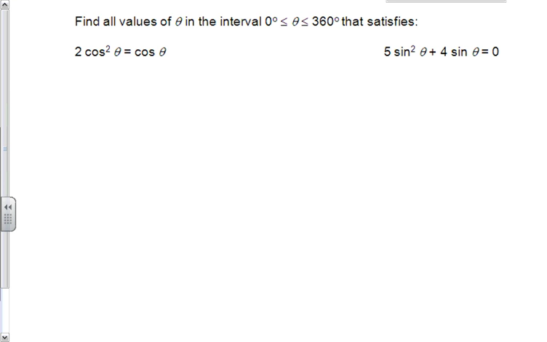In this problem, for the left, we're going to do 2 cosine squared theta equals cosine of theta. Now, one of the most common mistakes here is people love to decide, oh, I'm going to divide by cosine of theta. We really can't do that. And I'll show you why later.